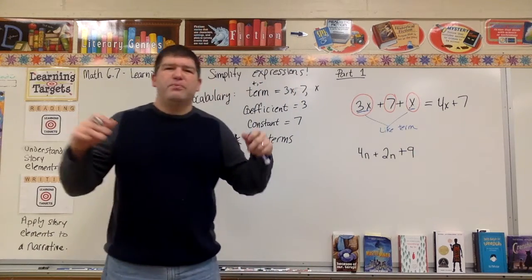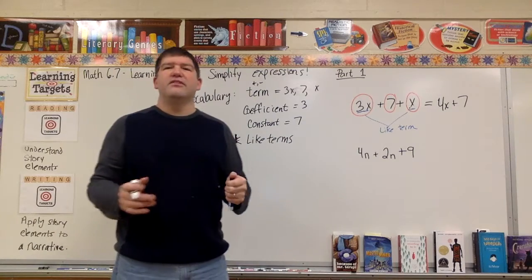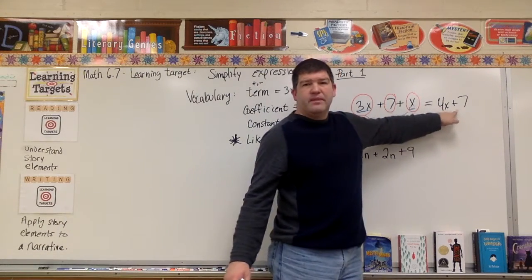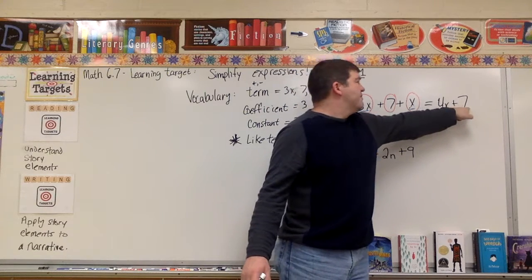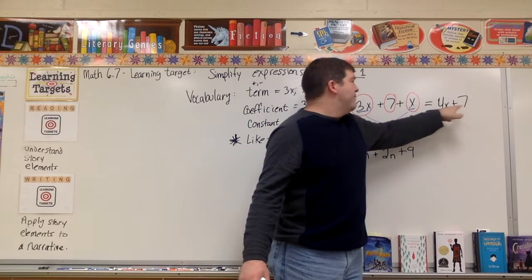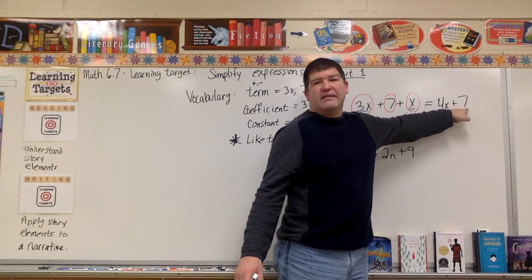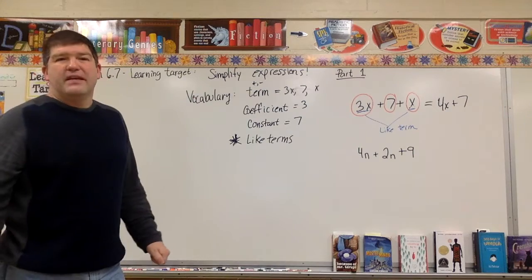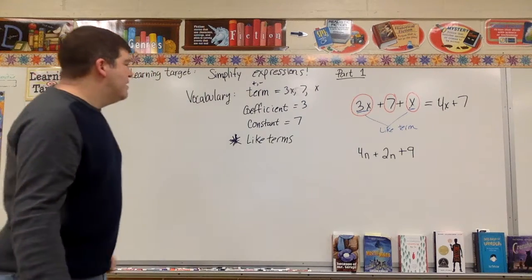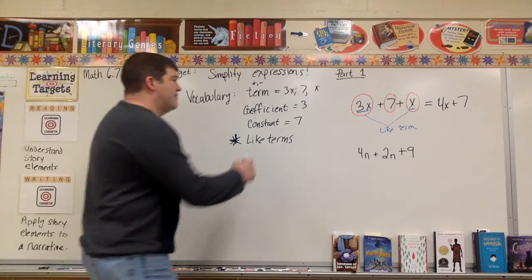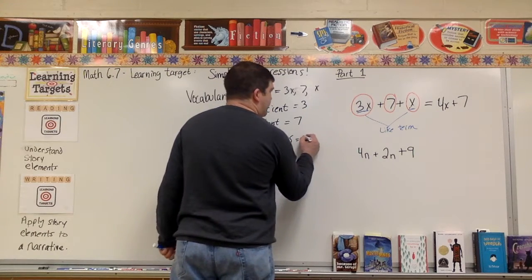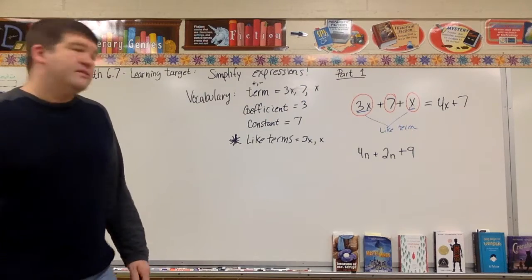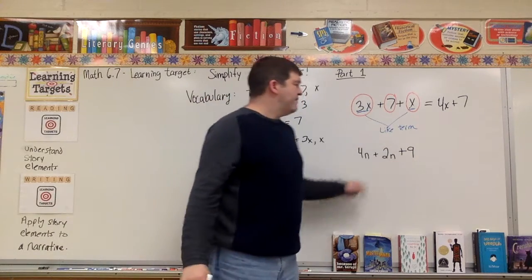You put all the like terms together until you have no more like terms, and then you're in your simplest form. You cannot put 4x plus 7 together. You have a term that's 4x. You have a constant that's 7. They're not like terms. Okay, you can't put them together. Okay, so for the like terms in this one, it would have been 3x and x. There's your like terms.